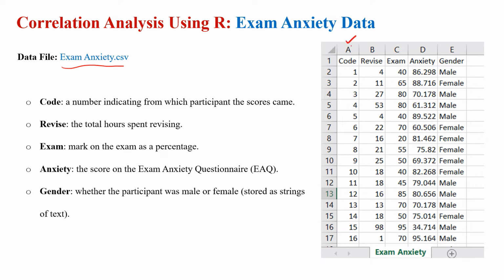In column A, we have the code, or you can say the respondents, respondent 1, respondent 2. And this Revise is basically indicating the total hours spent revising for the exam, or you can say revising the syllabus. Then C is the exam marks in percentage. The D column is the anxiety, which is basically the anxiety score. And then we have a gender variable.